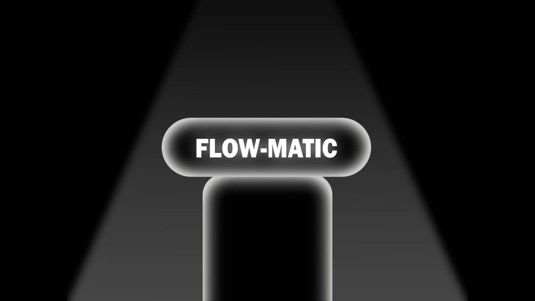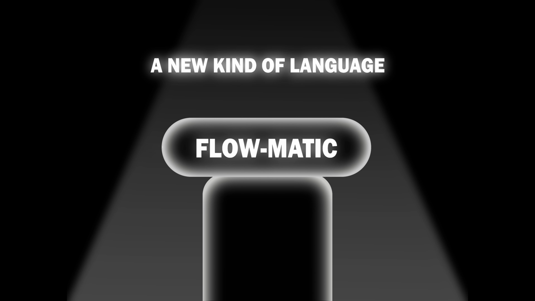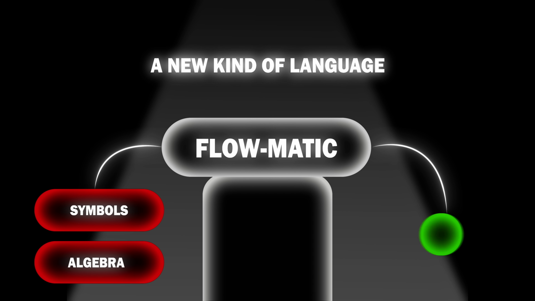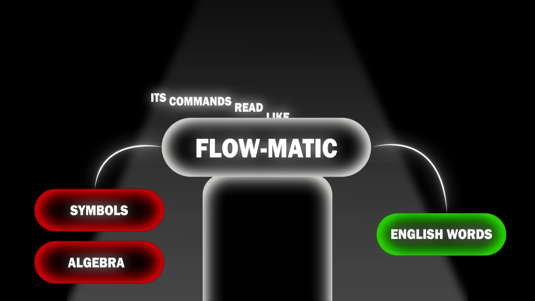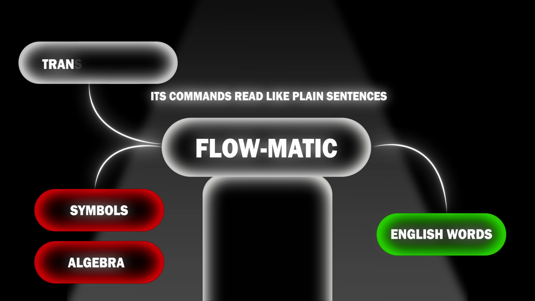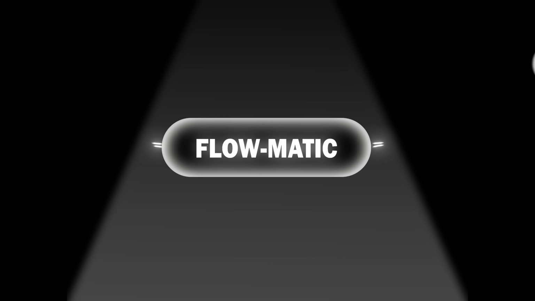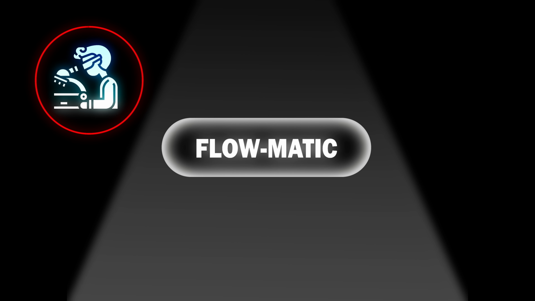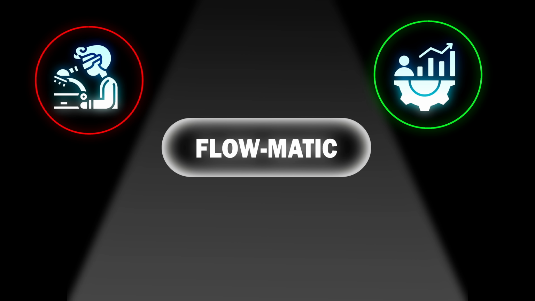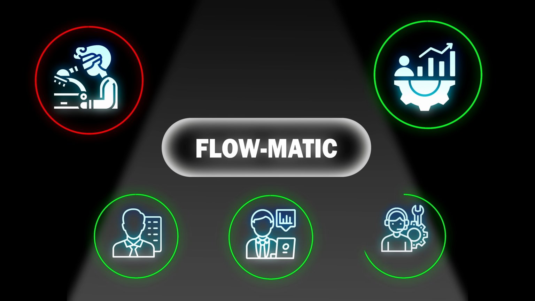Soon after came FLOW-MATIC, a new kind of language, written not in symbols or algebra, but in English words. Its commands read like plain sentences. Transfer A to B. Read item file. The design was intentional. FLOW-MATIC wasn't built for scientists. It was built for the business world, for accountants, analysts, and operators who understood process, not circuitry.